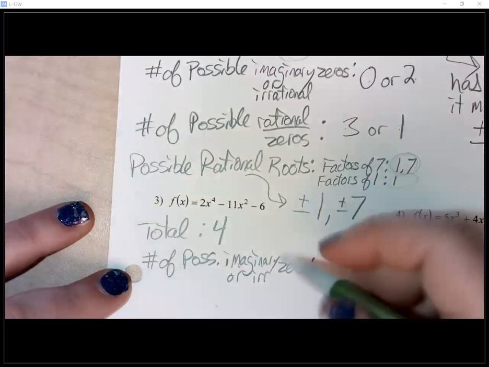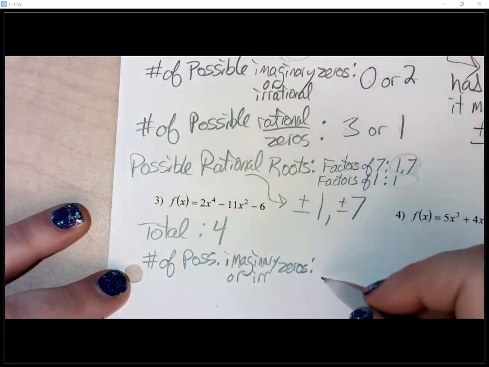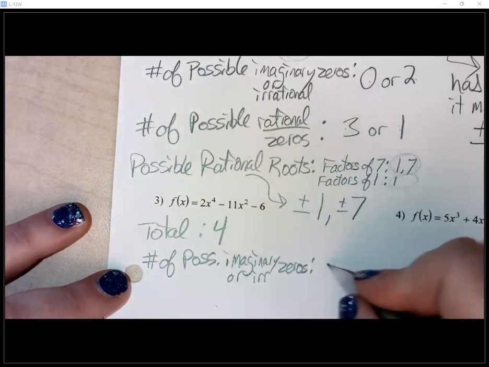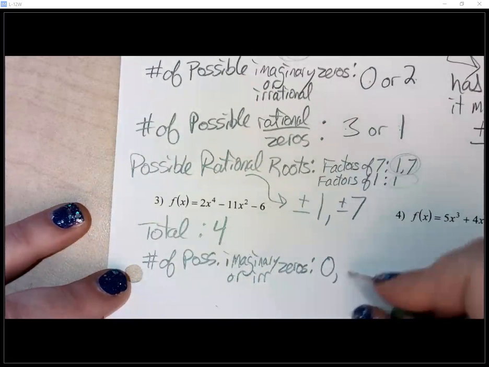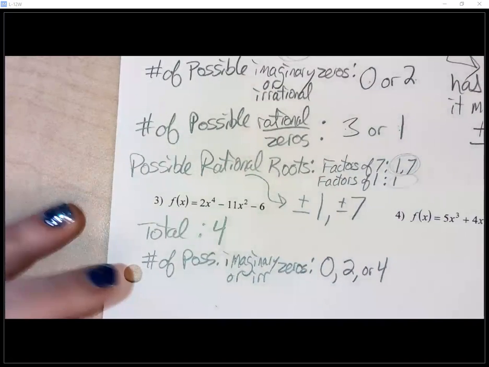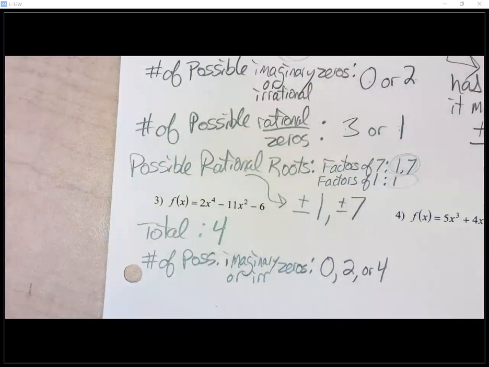Do I have to have any imaginary zeros? No, I could have none. You could have 2 or 4. Correct. There they all are. They have to come in pairs. So it's either going to be 0, 2, or all 4. It's totally possible to have all 4 of them be imaginary or irrational. Can happen.